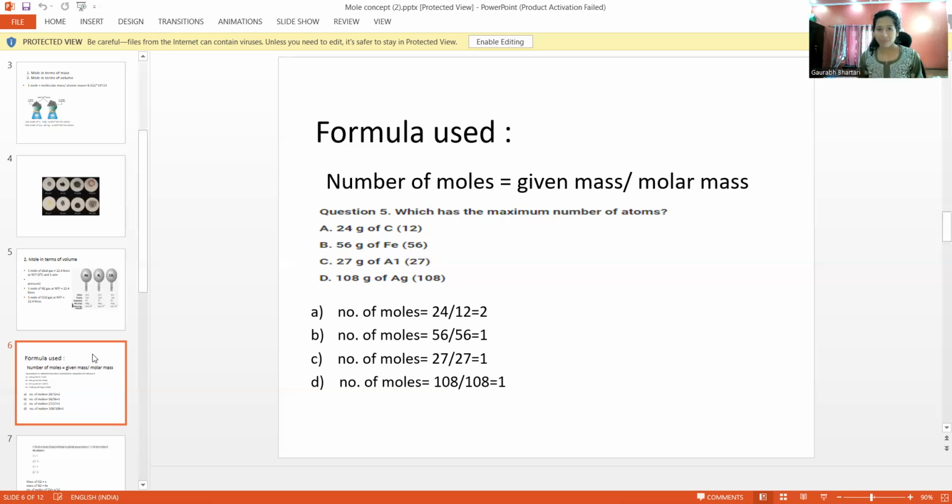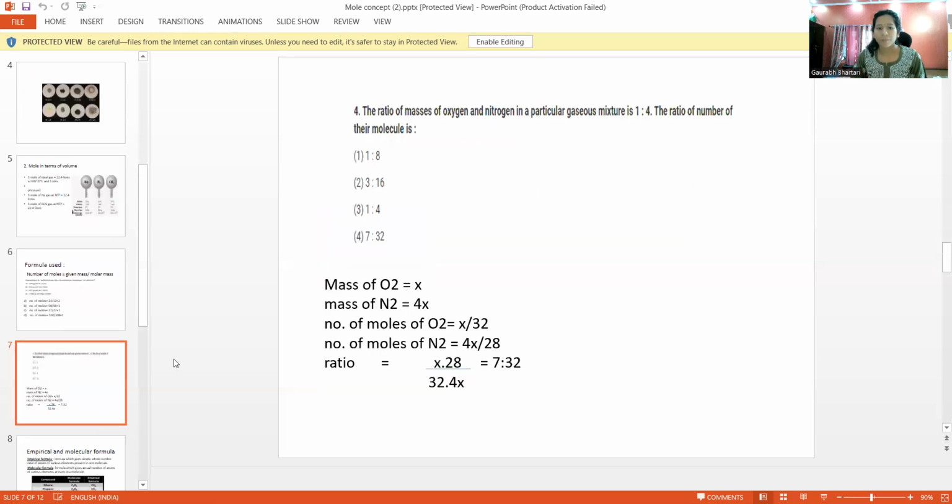Since A has the maximum number of moles, ultimately it will have the maximum number of atoms, because the number of atoms it would have would be equal to 2 into the Avogadro number, right? So the correct option would be option A.